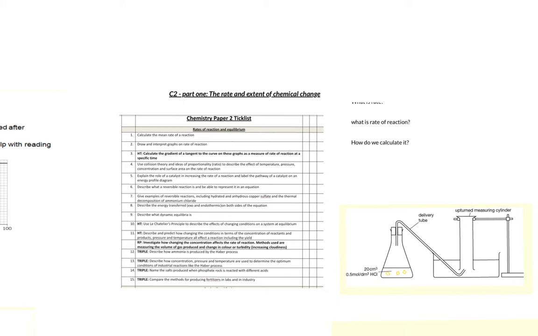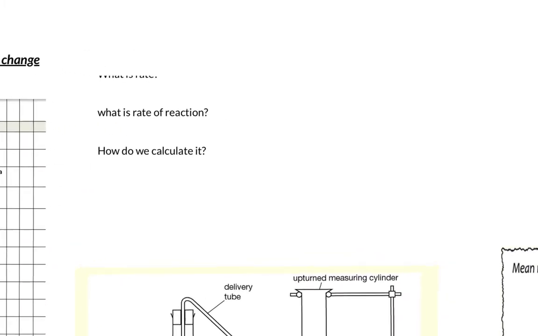Now, in these tick lists, you can see that some of these statements are highlighted as higher tier only, and some are highlighted as triple science only. Today, we aim to get to the bottom of statement number 9, which is talking about dynamic equilibria. So first of all, let's look at what rate is.